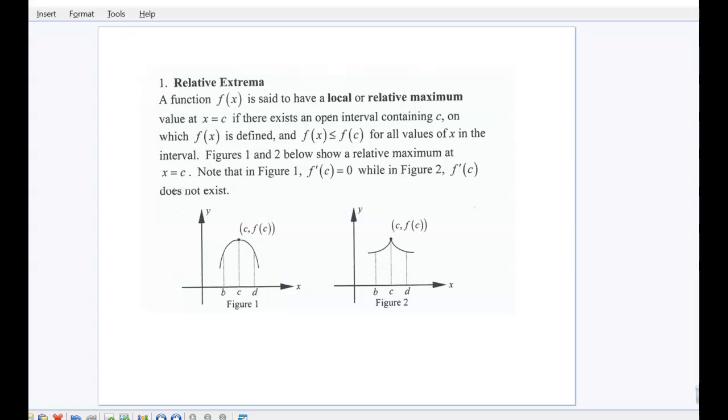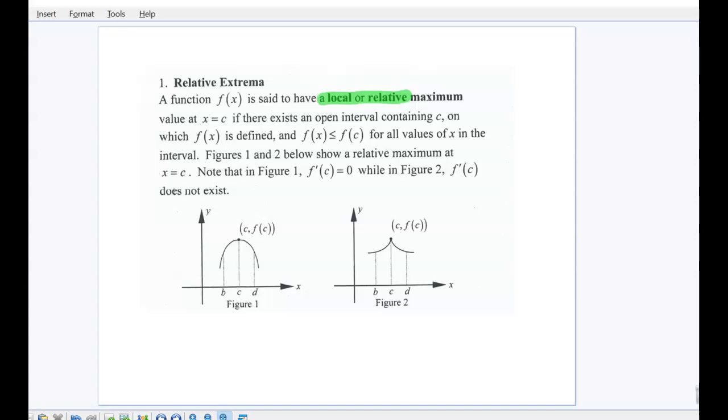We've talked about maximums and minimums, especially when we dealt with quadratics in previous math classes. So a function f of x is said to have a local or relative maximum value at x equals c, and the words local and relative mean the same thing, if there exists an open interval containing c for which f of x is defined, and f of x is less than or equal to f of c for all values of x in the interval.